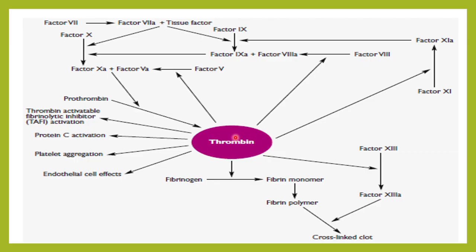Thrombin also activates factor 11. Thrombin also activates factor 13. So now when you activate this, it is required for the stabilization of this fibrin clot. It causes the cross-linking of this fibrin fibers. So thrombin is very important.